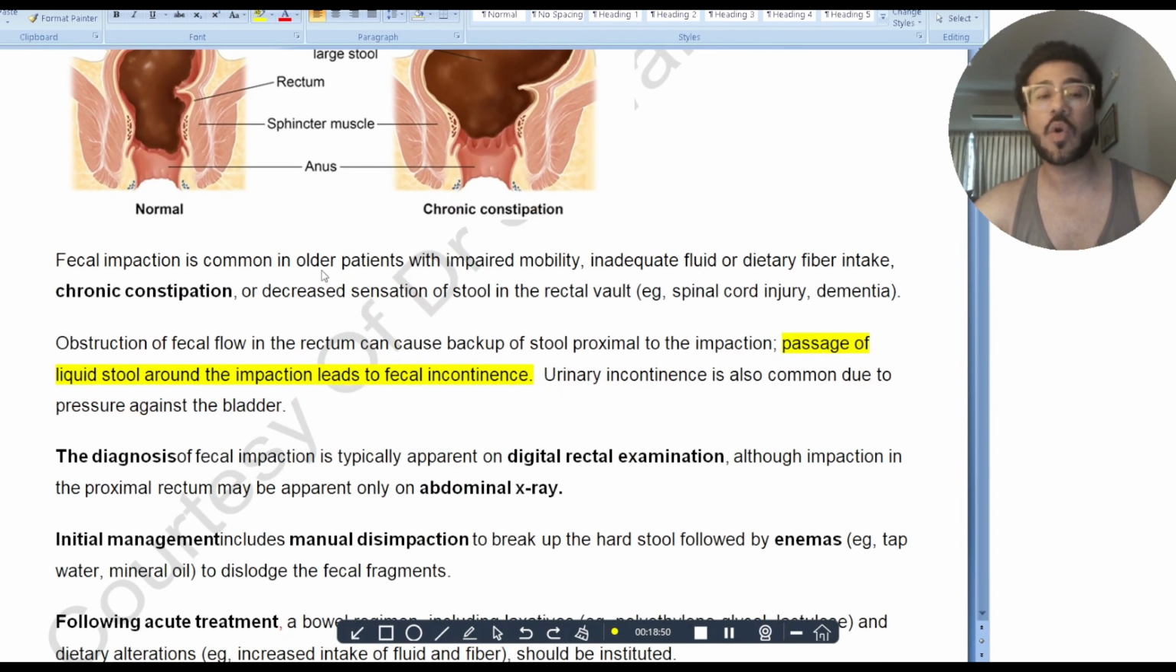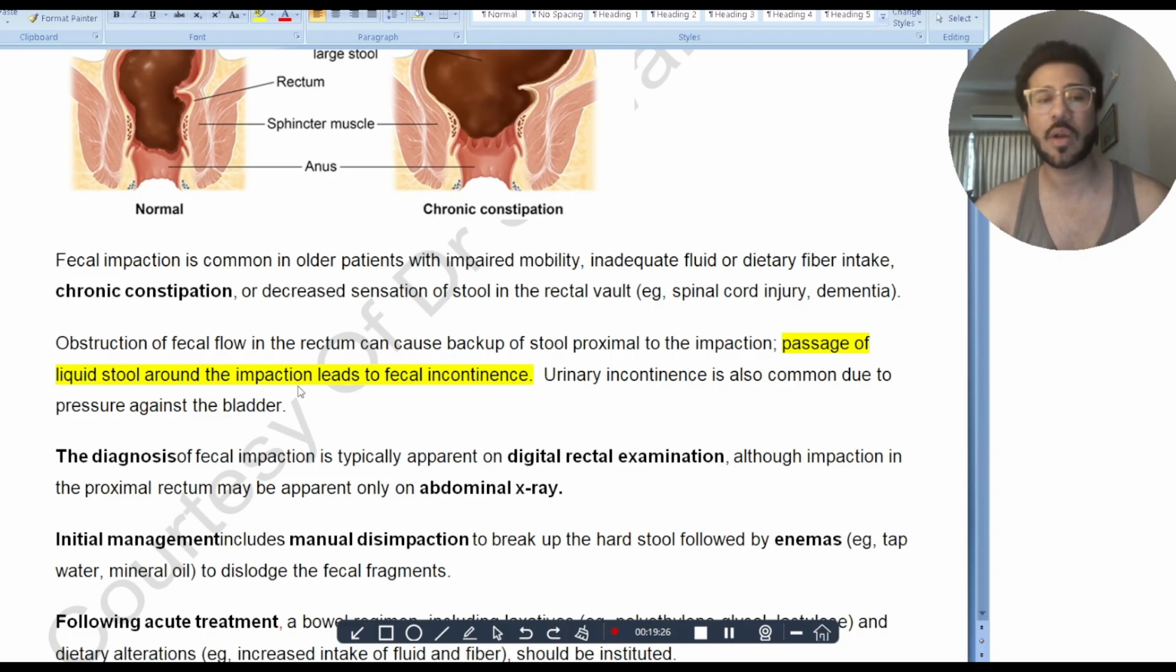So fecal impaction is common in older patients with impaired mobility. Why does impaired mobility result in fecal impaction? Because impaired mobility is associated with chronic constipation. Inadequate fluid or dietary fiber intake is also associated with chronic constipation. Basically, chronic constipation, and since the patient has impaired mobility or dementia, that results in decreased sensation of the reflex that causes rectal vault emptying. Obstruction of the fecal flow in the rectum causes backup of stool proximally.